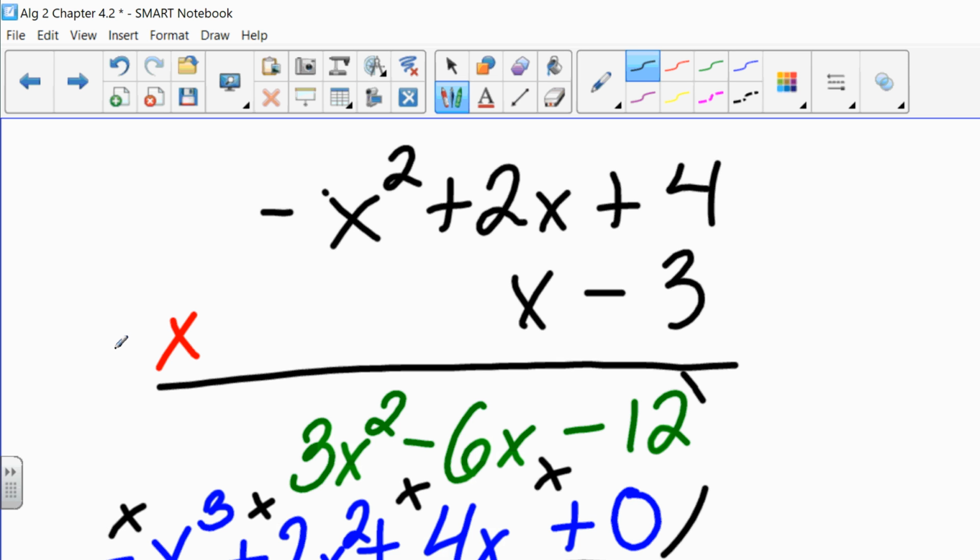Or we can go from the other direction and just say negative x cubed plus 5x squared minus 2x minus 12. Yes? Any questions on this here?